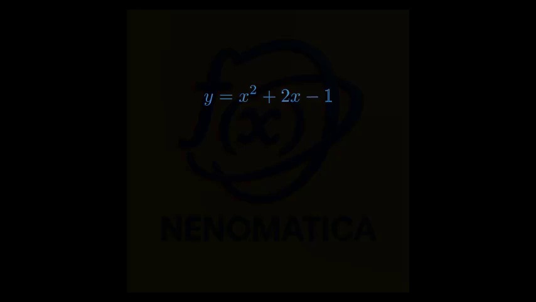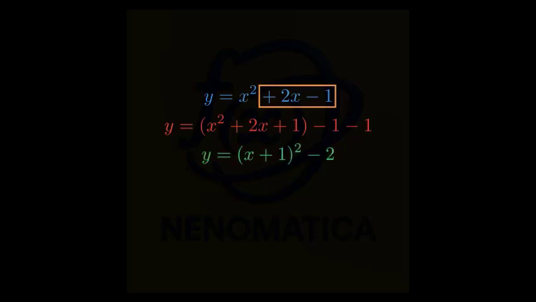Step 1. Convert to vertex form by completing the square. Focus on the x squared plus 2x part. We add and subtract 1 inside to make a perfect square, because (b over 2) squared is 1. This gives y equals (x plus 1) squared minus 2. From this, the vertex is at h equals -1, k equals -2.